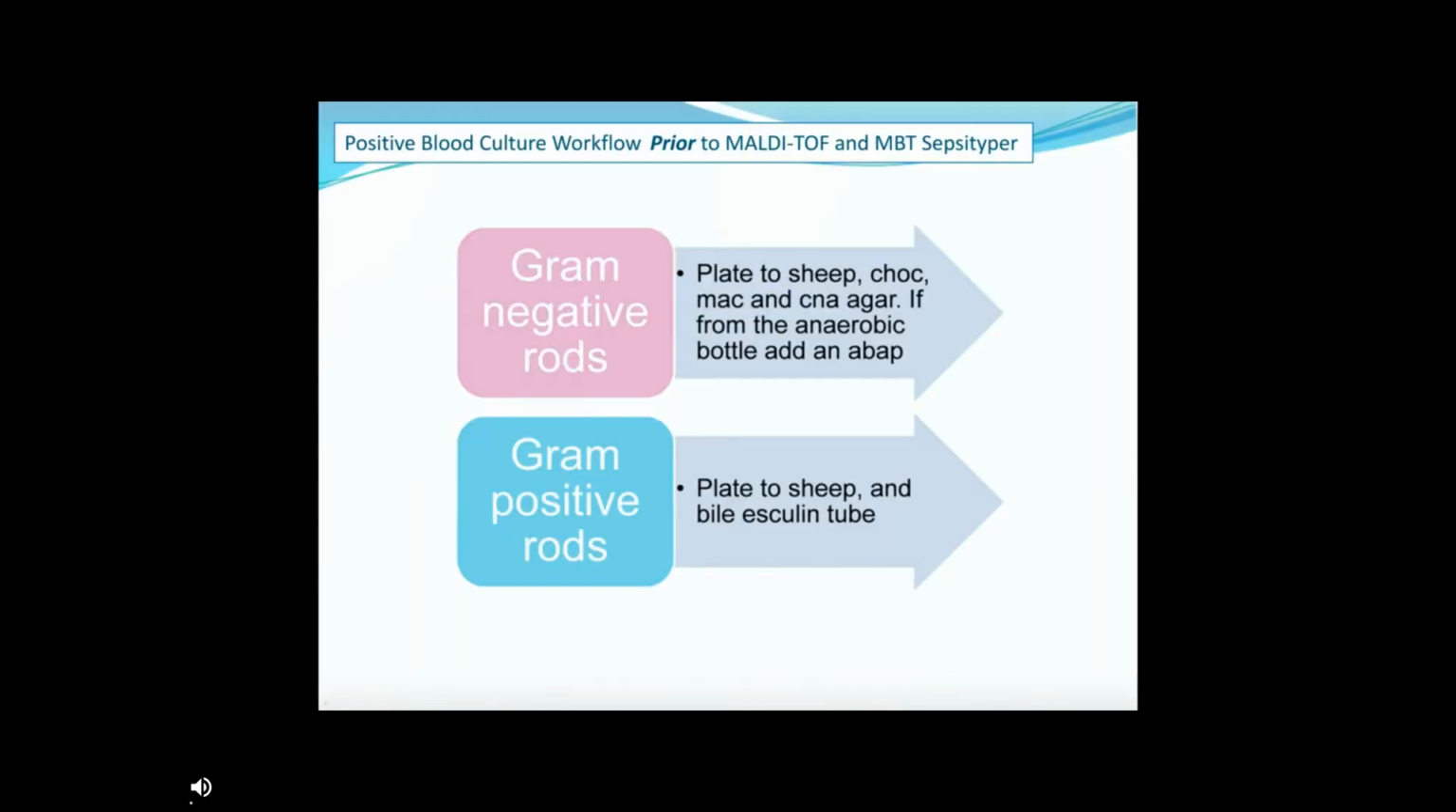For our gram-negative rods, we would plate it to a sheep, a chocolate, a MacConkey, and a CNA. If it was from the anaerobic bottle, we would also add an anaerobic blood plate, and that would go into our anaerobic chamber. If we saw gram-positive rods, then we would just plate to a sheep plate and also a bile esculin tube to rule out Listeria.